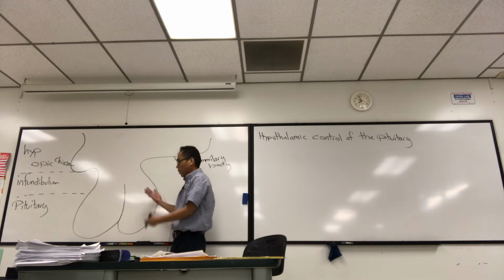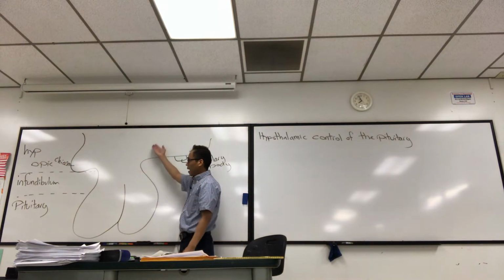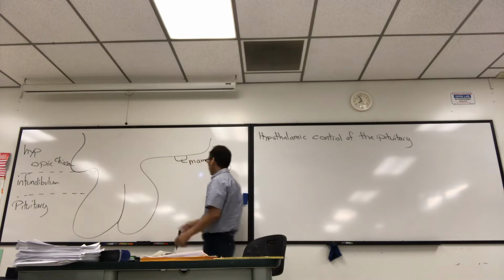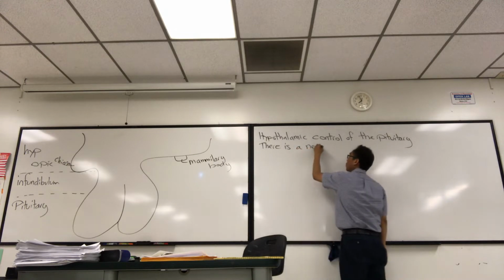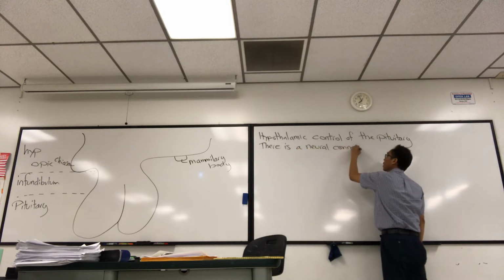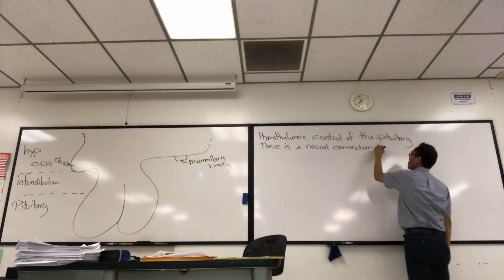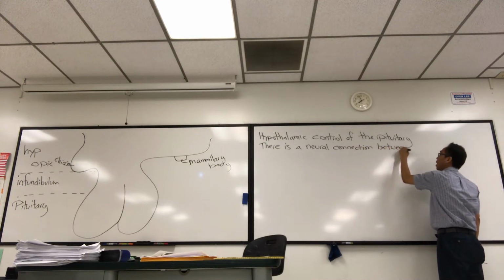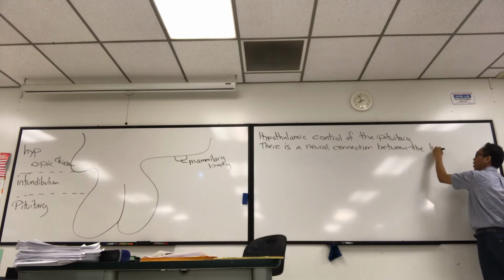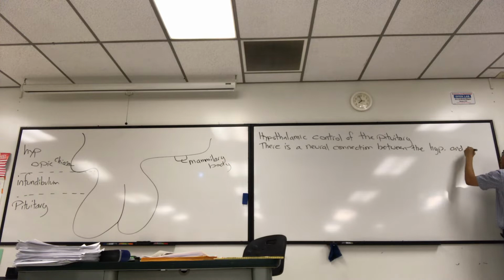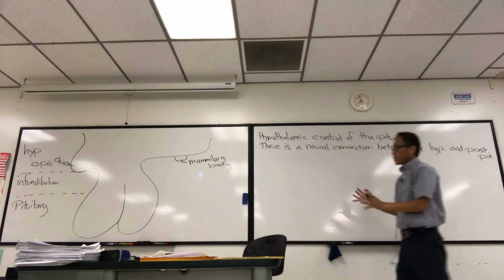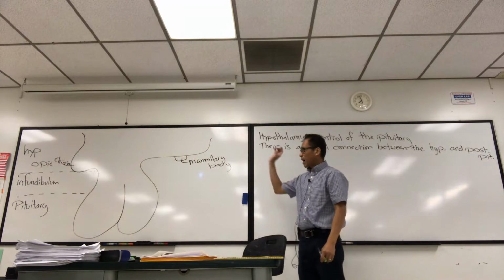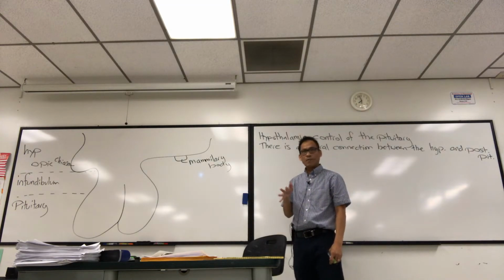And what I want to teach you is that there is a neural connection between the hypothalamus, HYP for short, and the posterior pituitary. I'll just put post-pit for short. Contrastly, there's a vascular connection between the hypothalamus and the anterior pituitary, so they differ in how they're controlled.